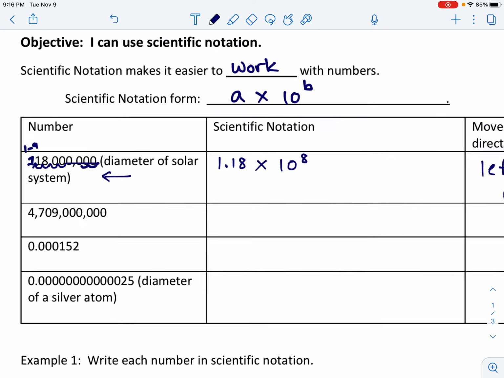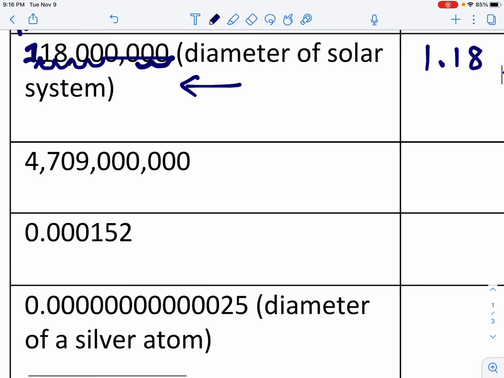So let's try it on this one. This is a really large number, where our decimal point starts here at the end. Okay, I only want one digit, so my decimal point has to end up right here. And this one digit has to be between 1 and 9. It can't be any larger or smaller. It has to be between 1 and 9. And it is. It's 4, so we're good. So now I have to count how many places it goes back.